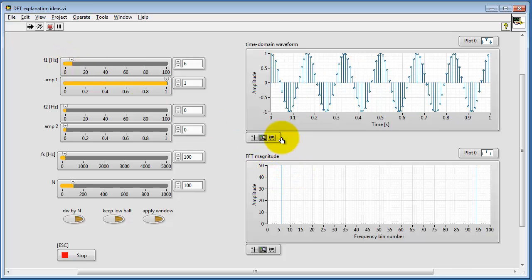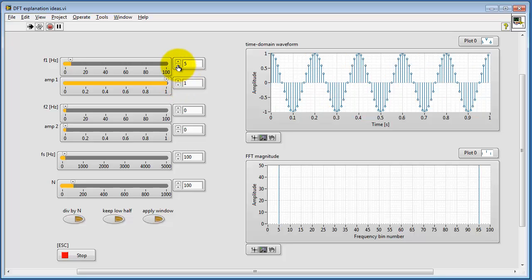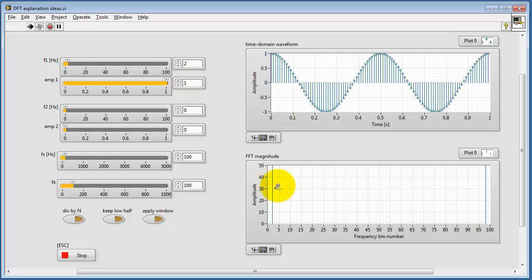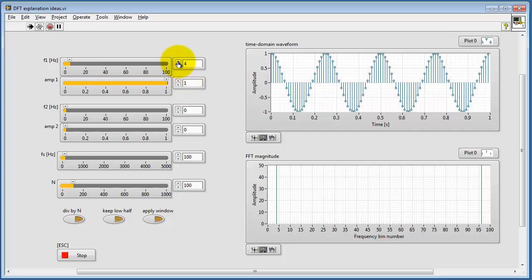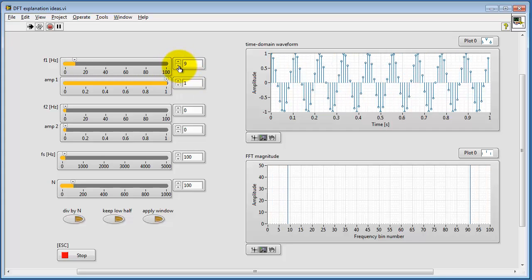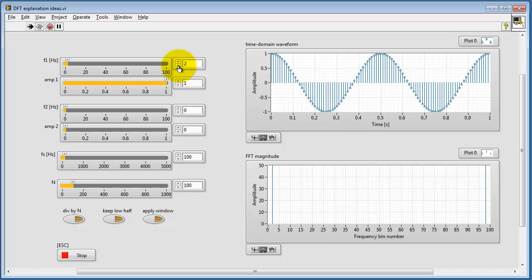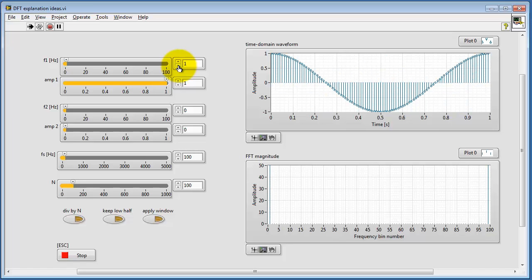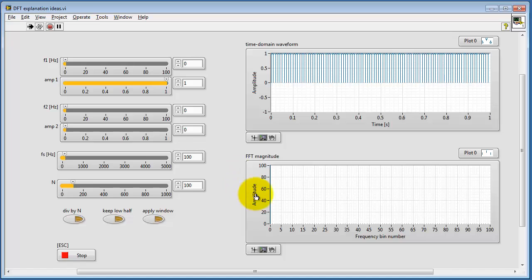Now, as you look down here in the spectrum, we see a spectral component associated with that frequency. Here's a lower frequency, we see it sliding to the left. Higher frequency, we see it sliding to the right. Let's bring that back down all the way to DC.